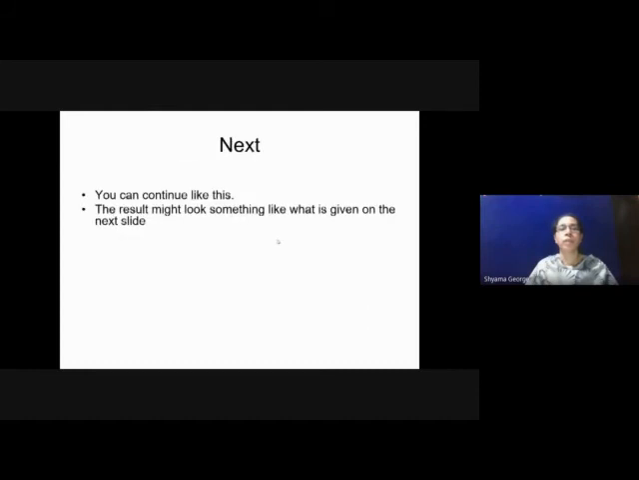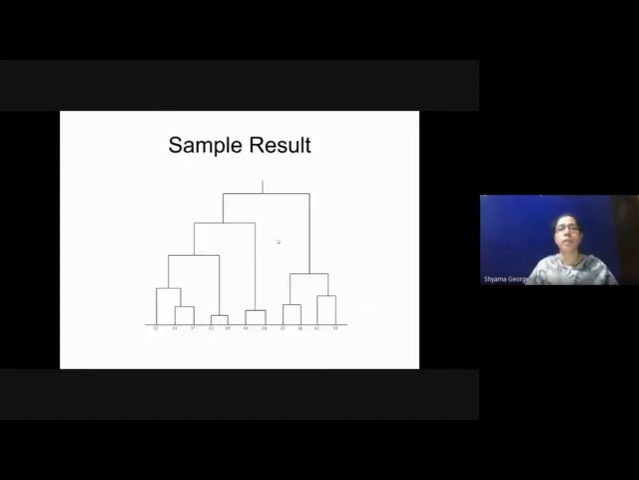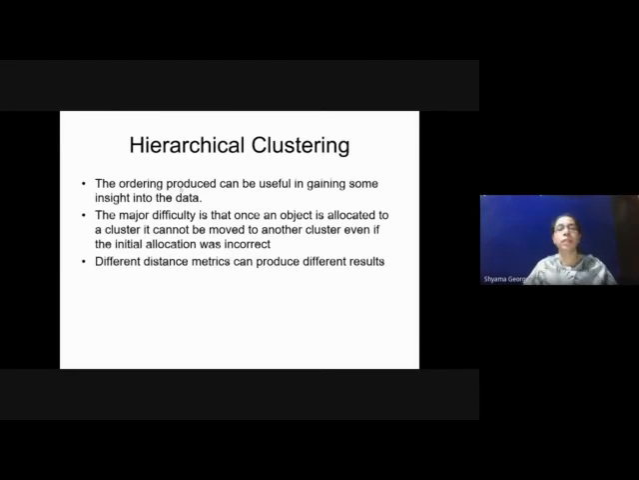So you can continue like this and finally you will get a dendrogram somewhat like this. You can see how to continue the problem and find the dendrogram. In hierarchical clustering, the ordering produced can be useful in gaining some insight into the data. The major difficulty of this clustering is that once an object is allocated to a particular cluster, it cannot be moved to another cluster, even if the initial allocation was incorrect.